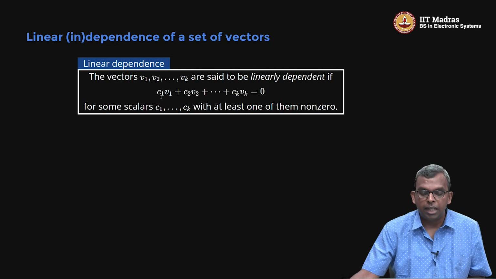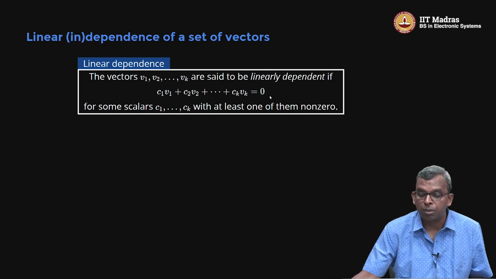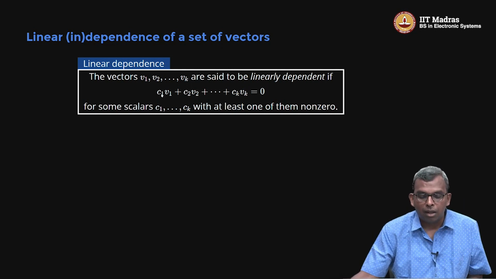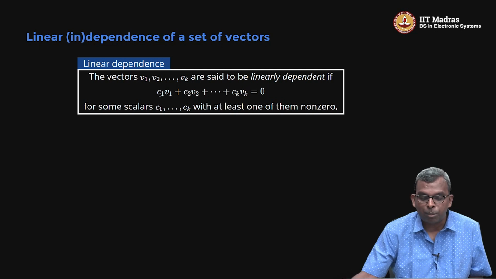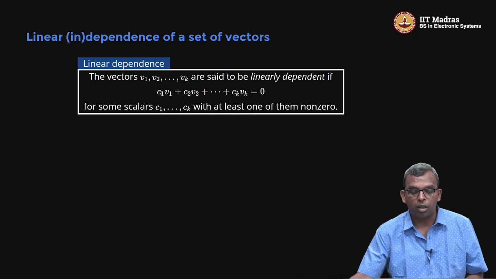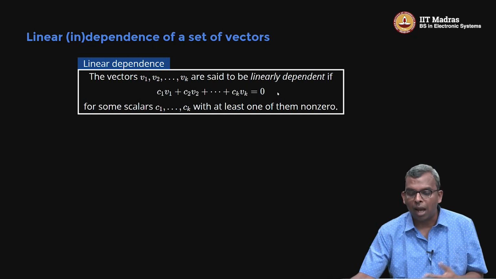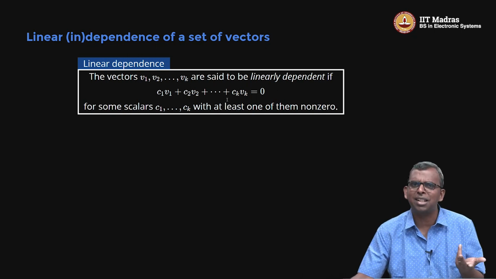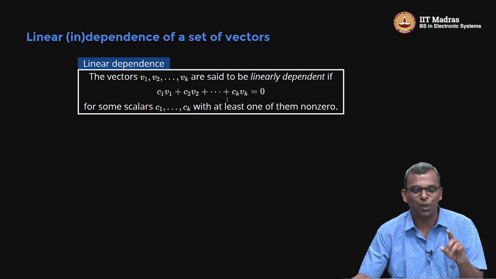Okay, a linear combination of these vectors should become 0. Now you should immediately tell me a valid linear combination is when I pick c1, c2, ck, all of them as zeros itself. If you put 0, 0, 0, 0 here, I will get 0, which means any vector is linearly dependent. Huh? No, that's not true. You're not allowed to do that.